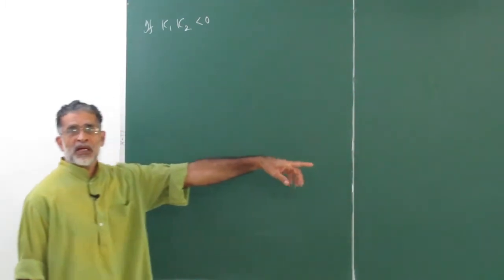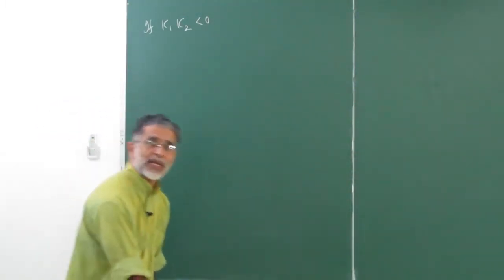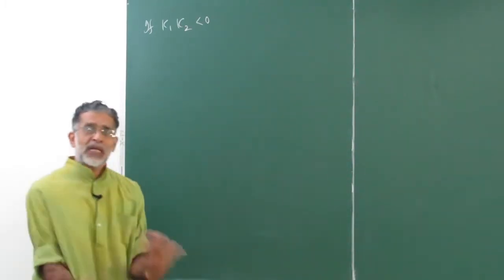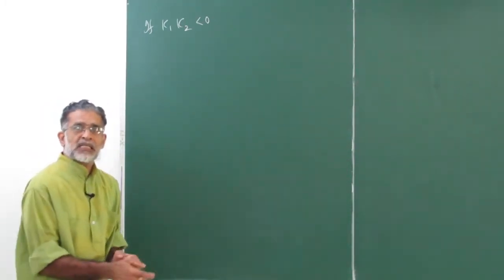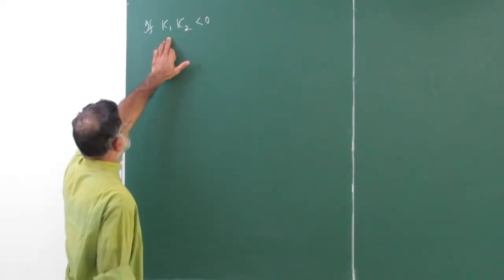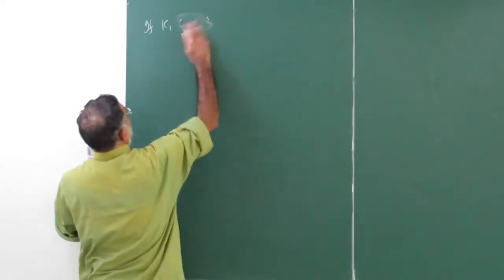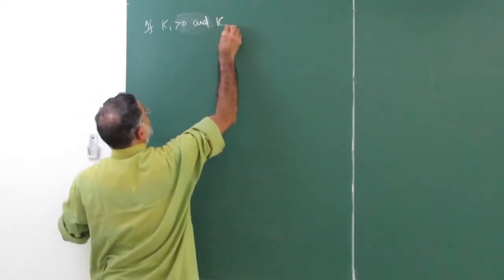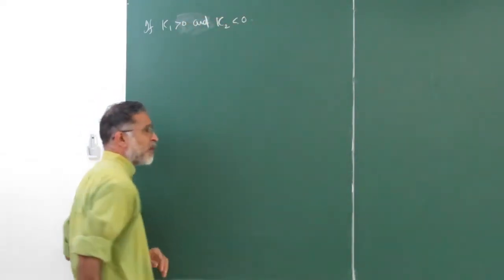Depending upon the normal, you can get either both are positive. If you are getting both are negative, change your normal, you get both are positive. So it completely depends on the normal you choose. But now you say if they are of opposite sign. So if k1 is positive and k2 is negative, then what will happen?